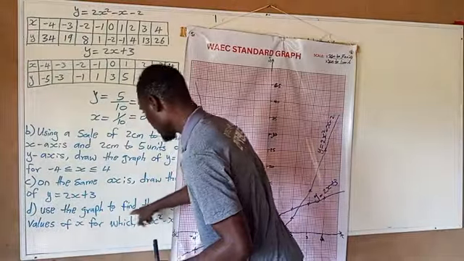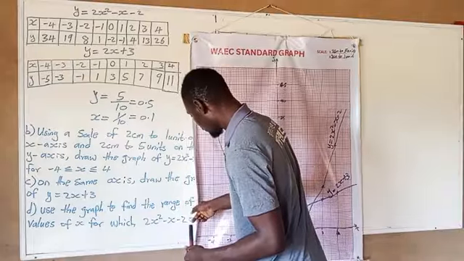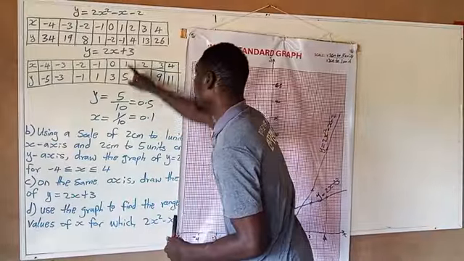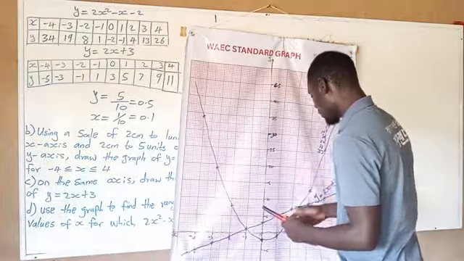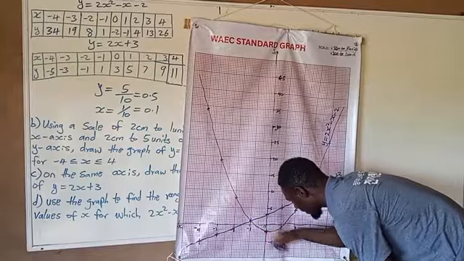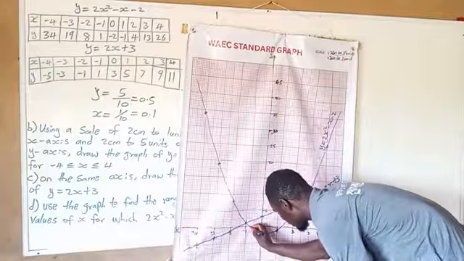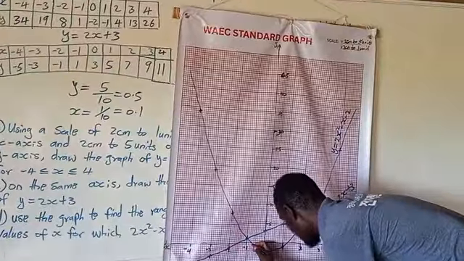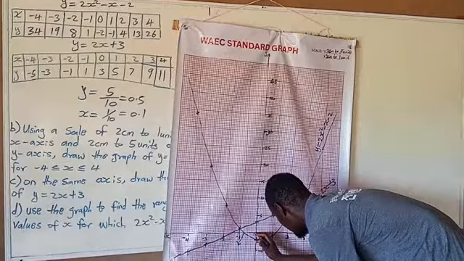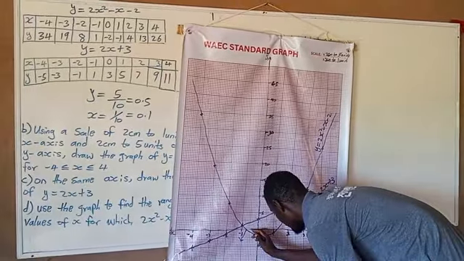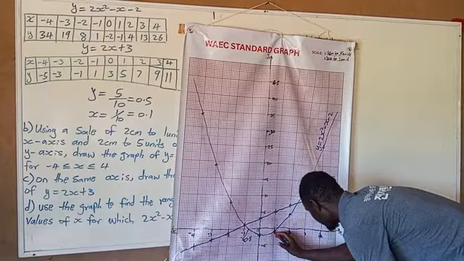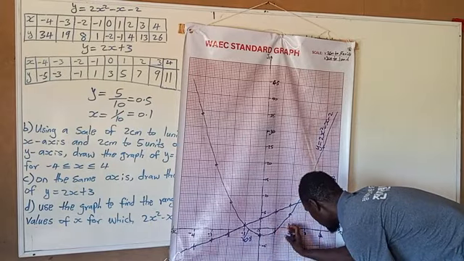The D part says use the graph to find the range of values of x, which from this we want to get the range. Now to get the range, we need to find the roots. The root is where this curve crosses the x-axis. If we count from this place 0, this is 1, 2, 3, 4. Then from this place where it touches the x-axis, we have 1, 1.1, 1.2.